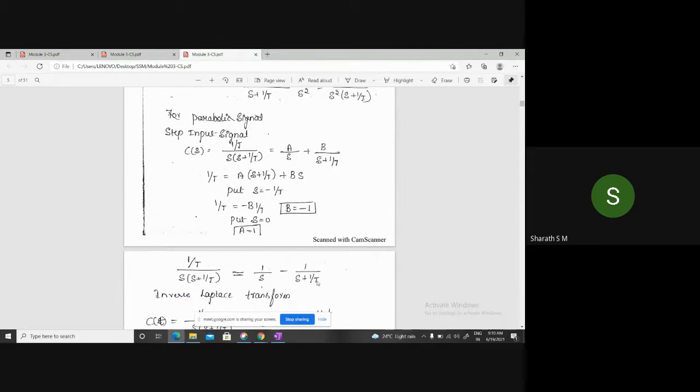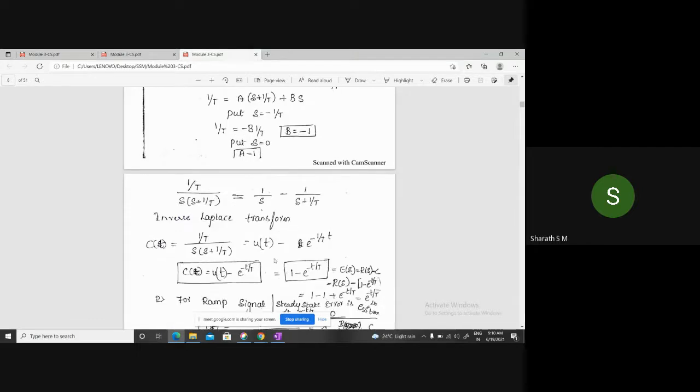For this we need to apply the inverse Laplace. Here we are applying the inverse Laplace. Once we apply the inverse Laplace, 1 over S gives U of T, and the second term gives the exponential term, that is e power minus 1 by T into T. So this is the final time response with respect to the unit step.